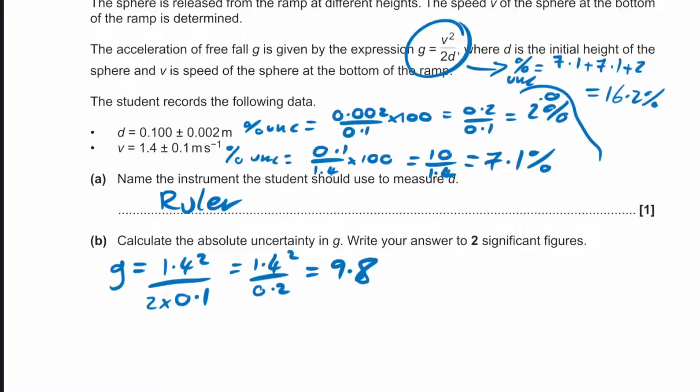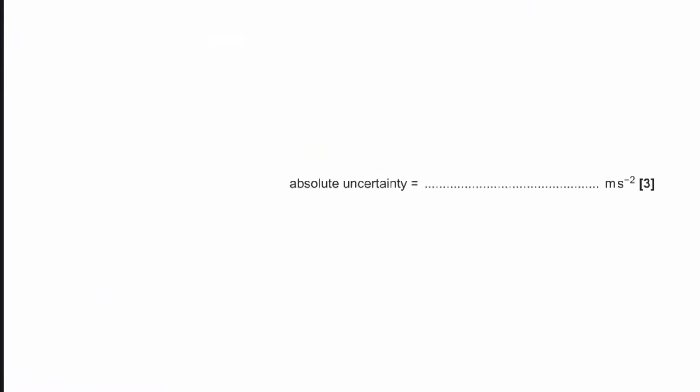And so therefore, all we then have to do is say the absolute uncertainty is just going to be that 9.8 times our 16% in decimal form. There is a shortcut way of doing this, but it doesn't matter. There we go, 9.8 times 0.16, and that gives us 1.6 meters per second squared. So don't forget that when you have a value that's squared, you have to double the percentage uncertainty; cubed, triple it, and so on and so forth.